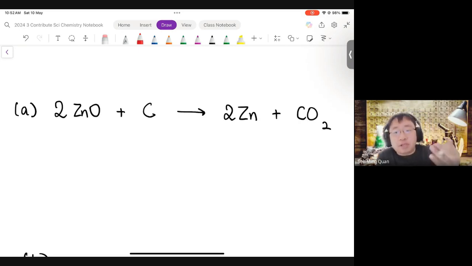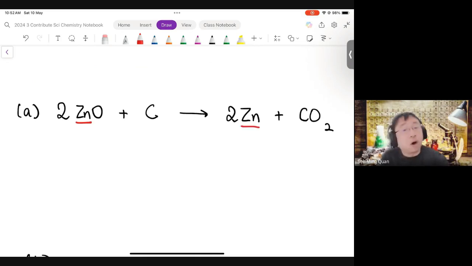So if you are faced with this equation, where do you begin? The answer is you always begin with the metal, always.